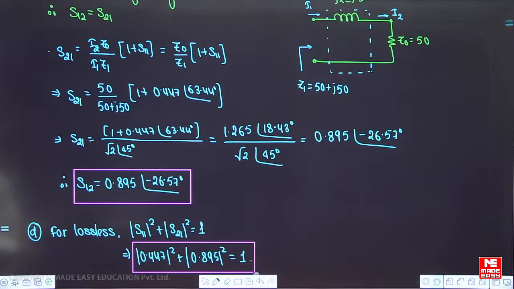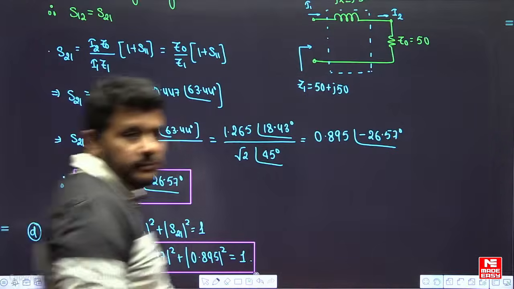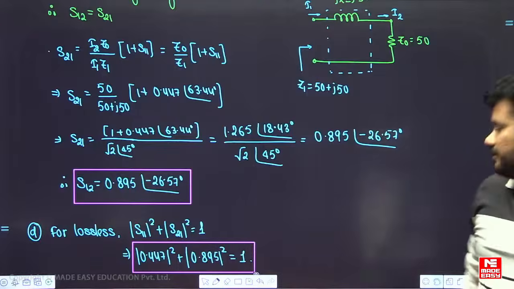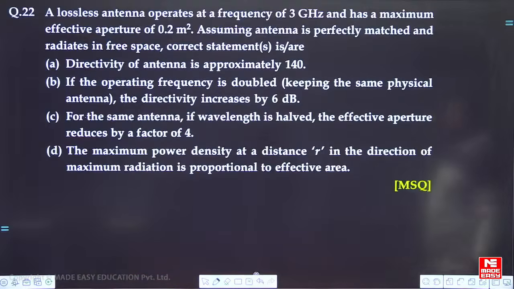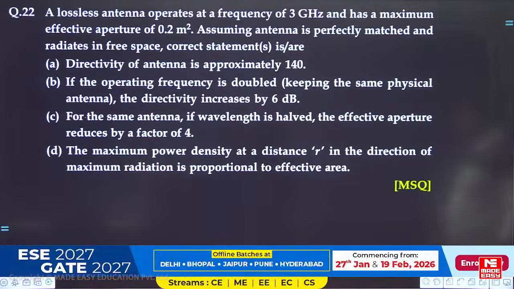Yes. Okay. Clear everyone? Now, coming to the last question of the session, right. Last question of the session.